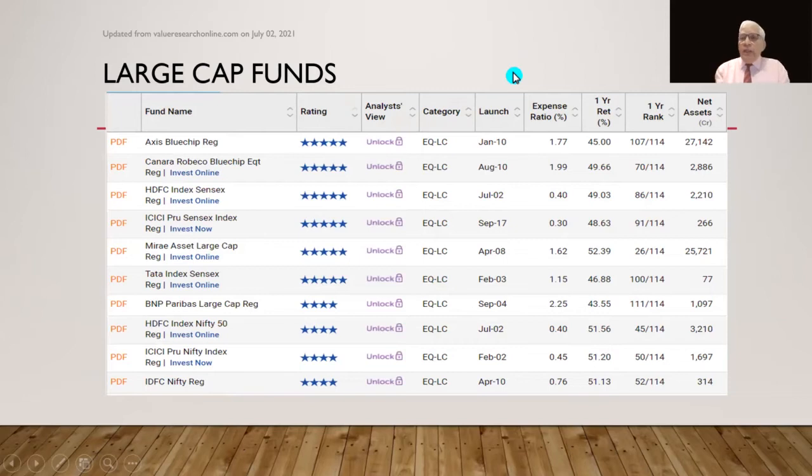I'll come back to this presentation a little later. Once again, we'll start with Axis Blue Chip Fund. I'll just briefly mention that in the large cap funds, these 6 funds are in the 5-star category, namely Axis Blue Chip Fund, Canara Robeco Blue Chip Fund, HDFC Index Sensex, ICICI Prudential Sensex, Mirae Asset Large Cap, and Tata Index Sensex. These are funds which are in the 5-star category.